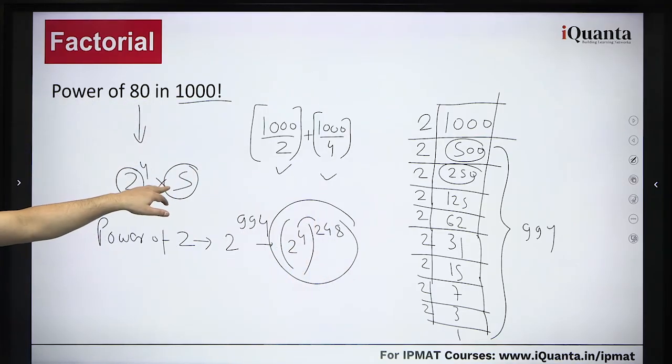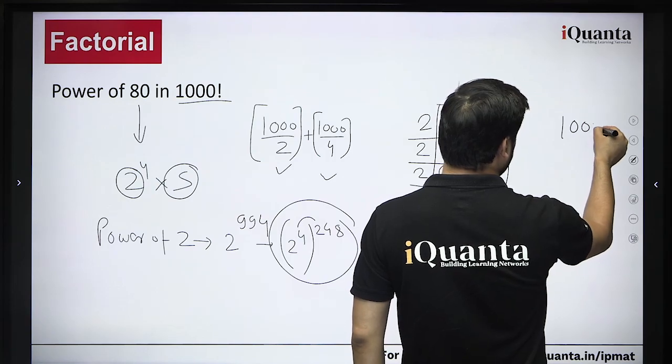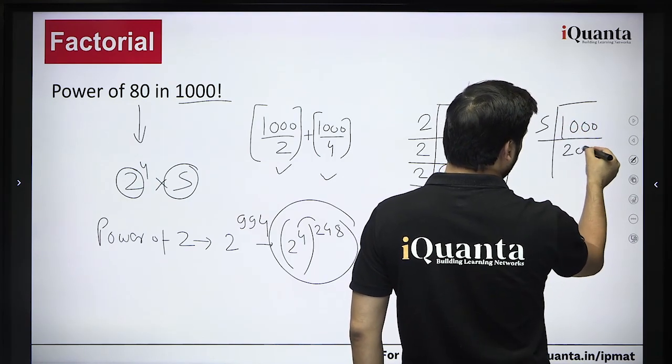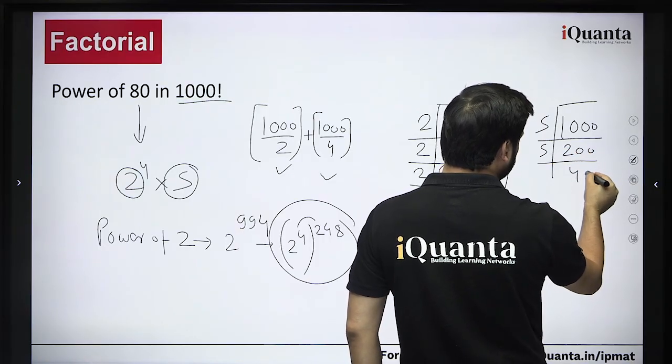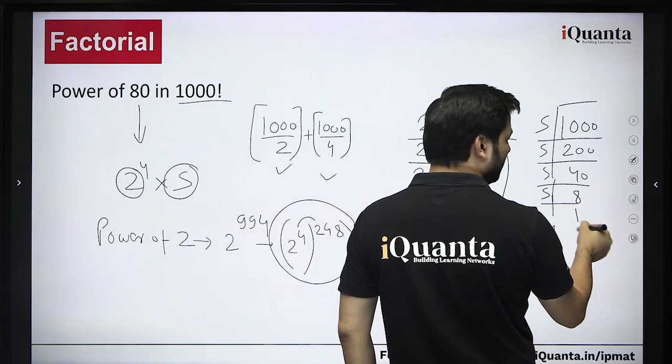What about power of 5? Power of 5 in 1000 factorial. So, again you can write down 1000 and you start dividing by 5 now. 5 will go 200 times, 5 then 40 times, then 5 then 8 times, 5 then 1, and we will stop.